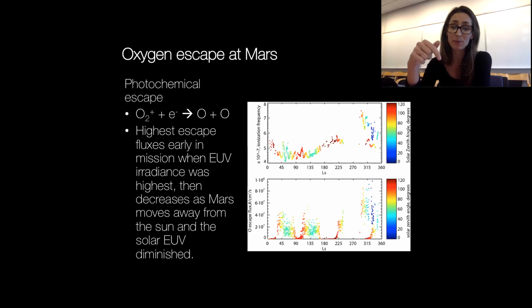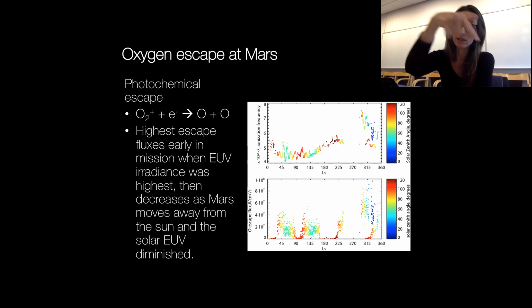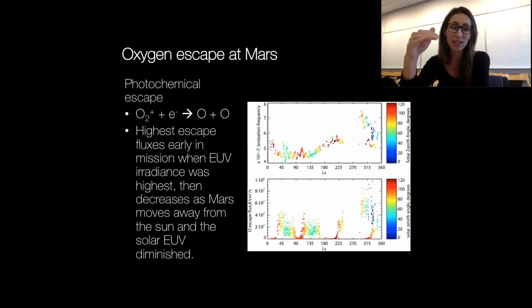It's happening as MAVEN is going around in a highly elliptical orbit. As it gets farther from the sun versus closer to the sun, you're in a different season, much like at Earth. And so some of that EUV early on, we actually got to see at a really high rate. And you can see that this escape was highest during that high EUV phase.